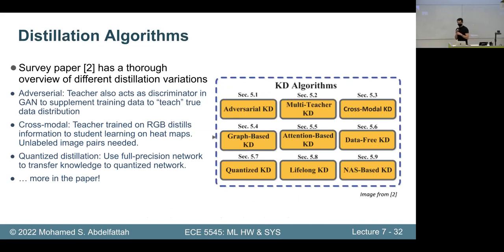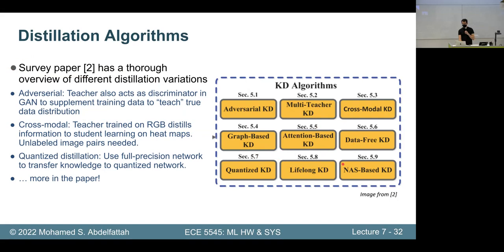And then there are also a bunch of different distillation algorithms. So one of the readings for this week, I put this survey paper about distillation. Some survey papers are not good, but this one is actually okay. So it has a very thorough overview of all of the different variations of distillation. And here are some examples of what's in there. So we talked about multi-teacher a bit. We talked about attention-based, or basically getting those attention maps between the weights in each layer.